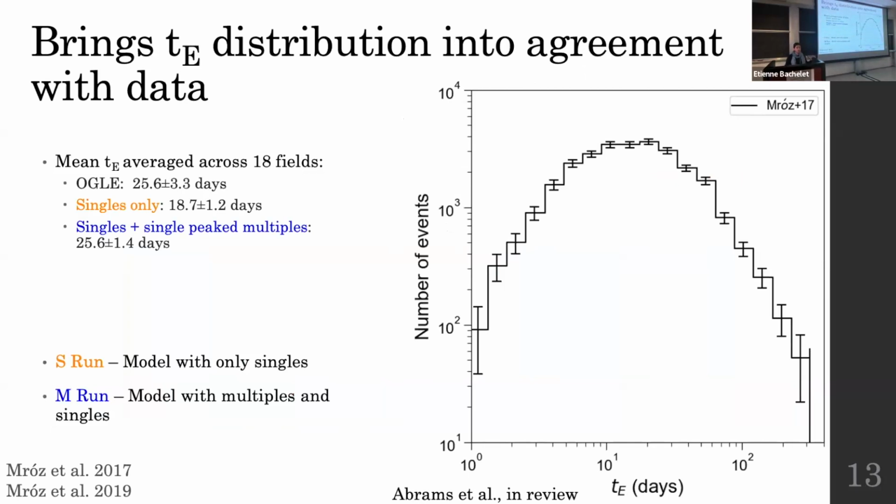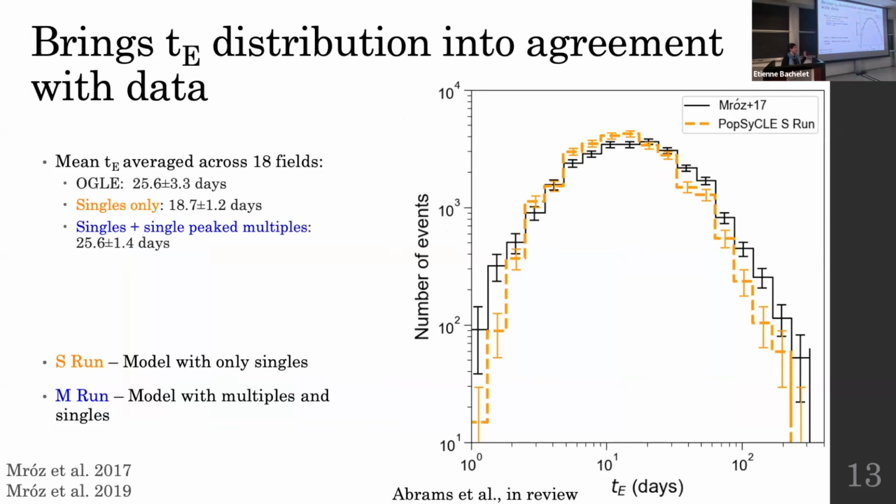So it also brings the tE distribution into better agreement with the data. This is data from OGLE, a ground-based survey. It's a distribution of tE. This orange is singles only, and the blue are singles and multiples.